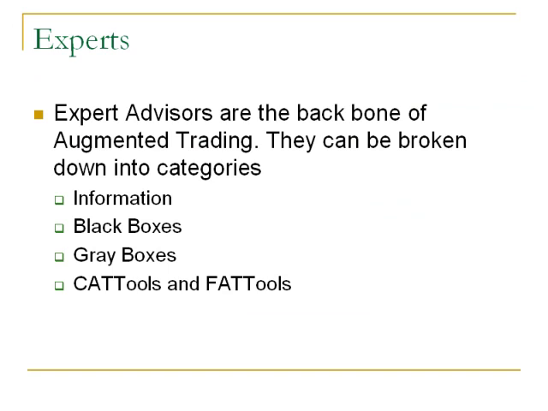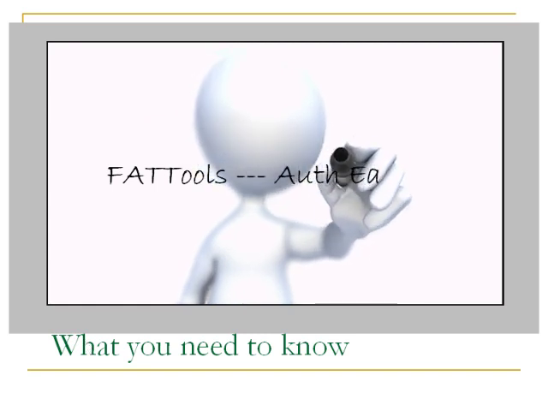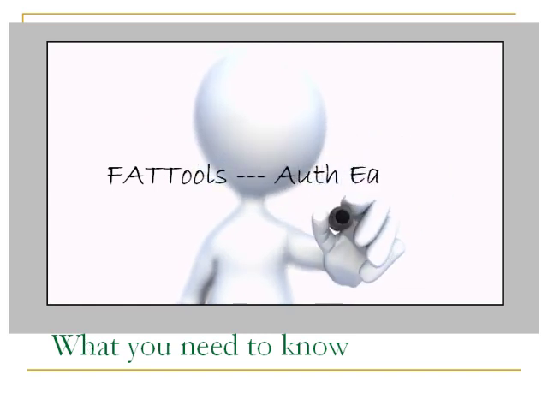So expert advisors are the backbone of augmented trading. They can be broken down into categories: informational, black boxes, gray box, and cat and fat tools, computer assisted trading tools, and foreign currency assisted trading tools. Now, fat tools, this is the authentication EA. This is probably the most important one.